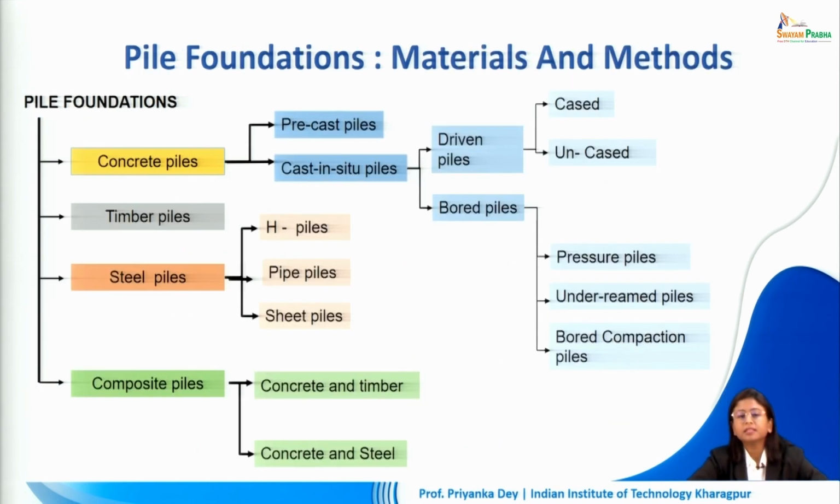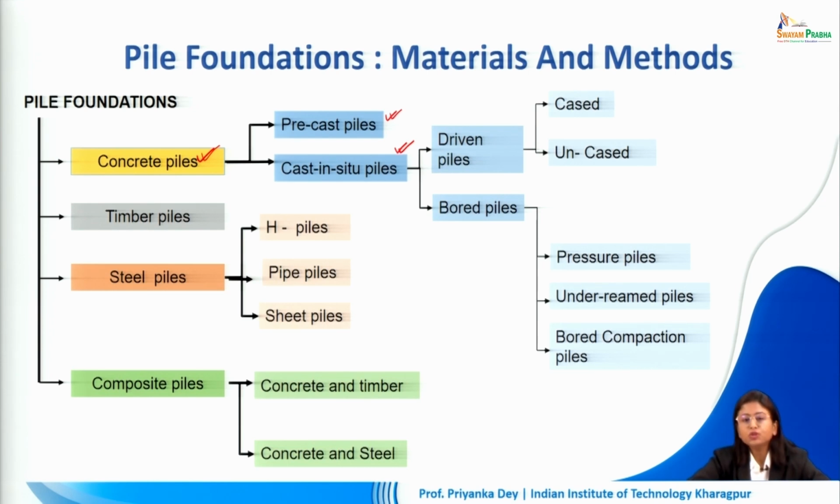Now let's start categorizing pile foundation on the basis of materials and the method of construction. The first thing we are going to visit today is concrete pile. Now concrete pile can be further subdivided into various types. The first is precast pile, that is, the pile is actually created off the site, brought to the site and installed. The other is cast in situ pile. So this, as the name suggests, is created in the site itself.